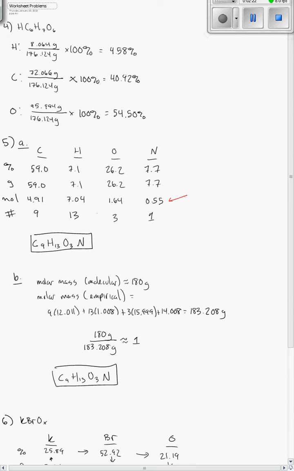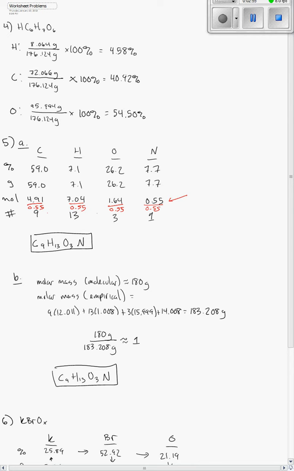You can then identify which number of moles is the lowest. In this case, nitrogen has the lowest number of moles. You can divide each number of moles by that lowest number, 0.55, and doing so should give you numbers either close to a whole number or close to a half number. If it's close to a whole number, you round to that whole number. If it's close to a half number, you multiply everything by 2.